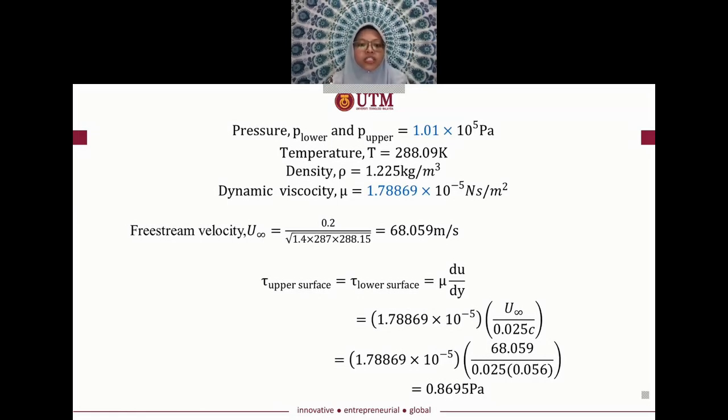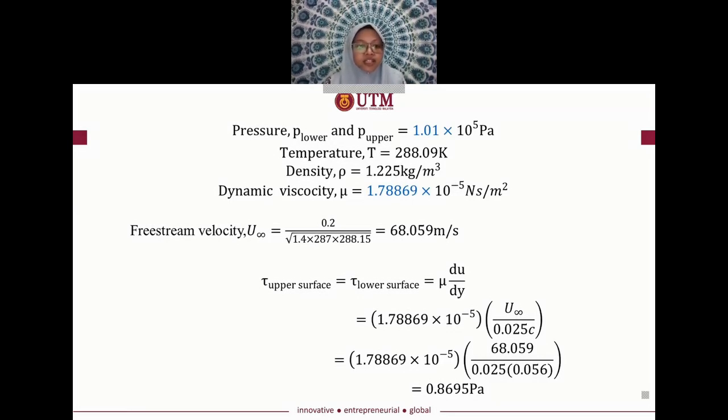Based on the elevation of our aircraft at 10 meters, the following parameters are identified. First, the pressure for the lower and upper surfaces is the same, at 1.01 times 10 to the power of 5 Pascal. The temperature is around 288 Kelvin with a density of 1.225 kilograms per cubic meter.